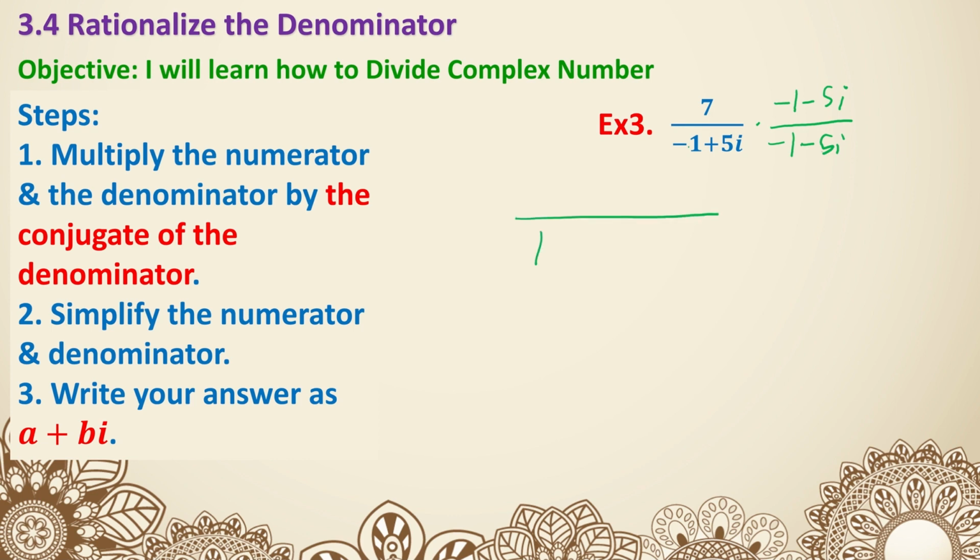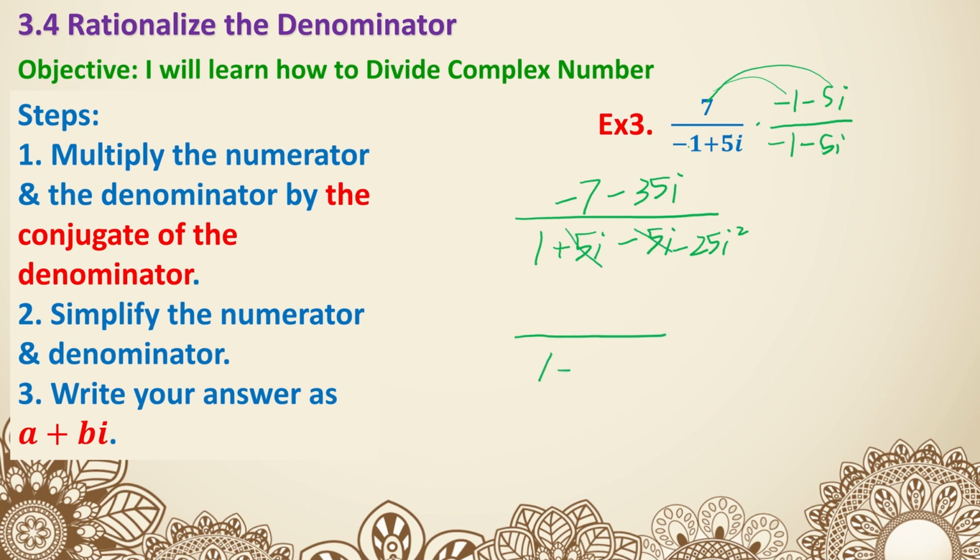Negative 1 times negative 5i is going to be a positive 5i. Then 5i times negative 1 is a minus 5i. Lastly, 5i times negative 5i is a minus 25i squared. On the top, 7 times negative 1 is negative 7. 7 times negative 5i is a minus 35i. These two terms will cancel with each other.